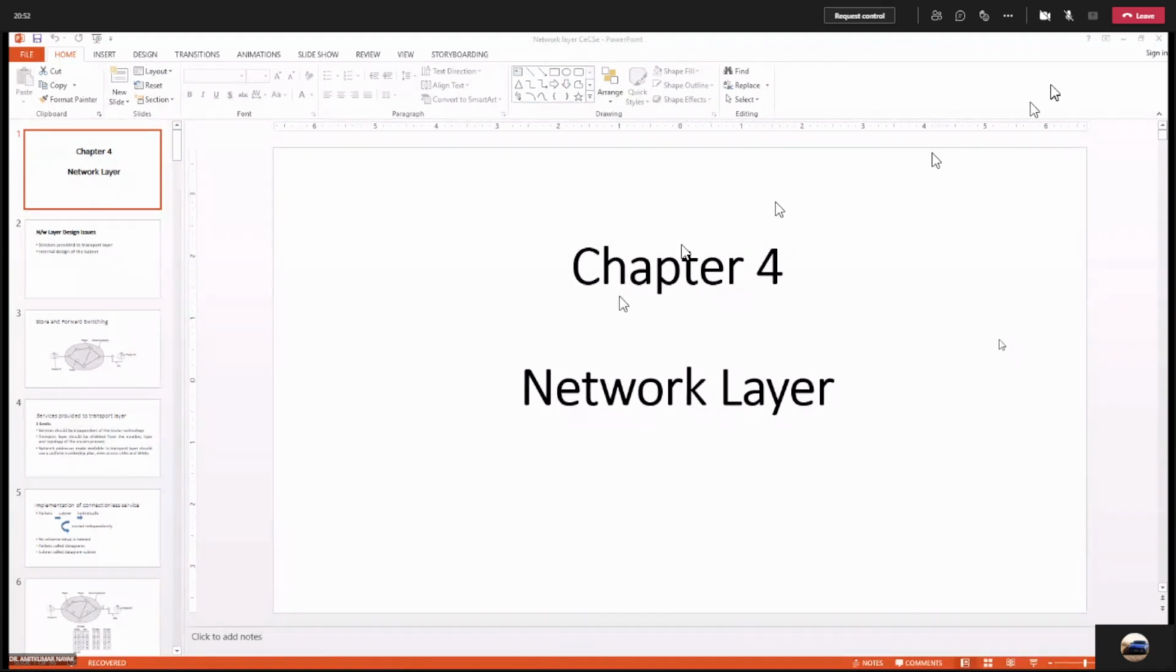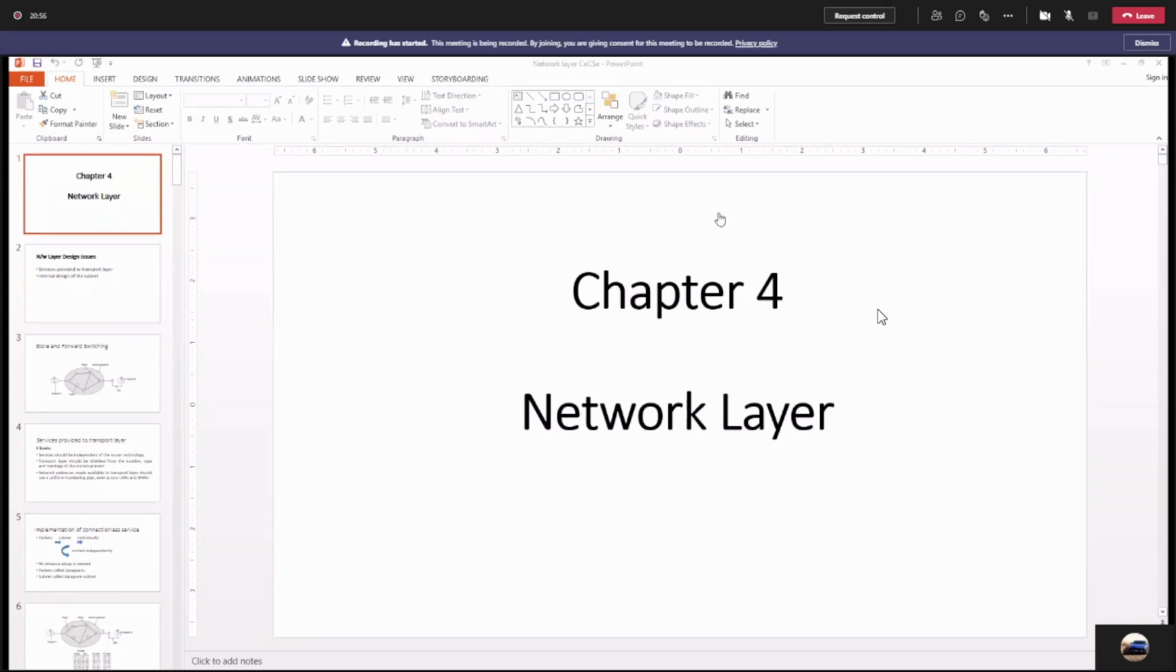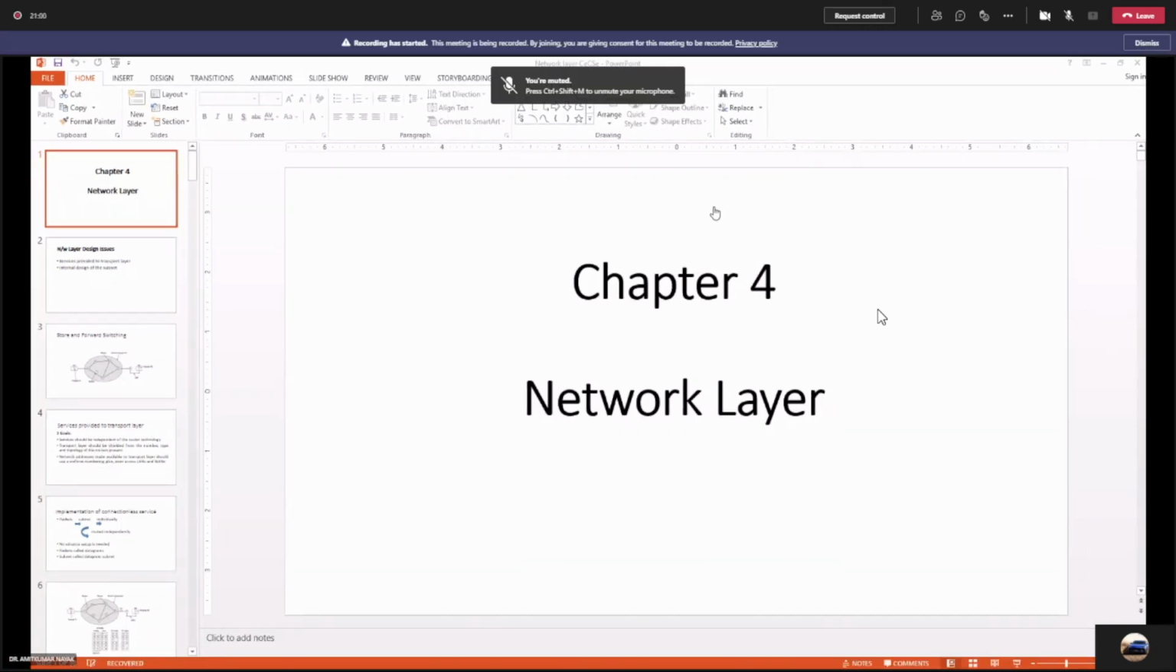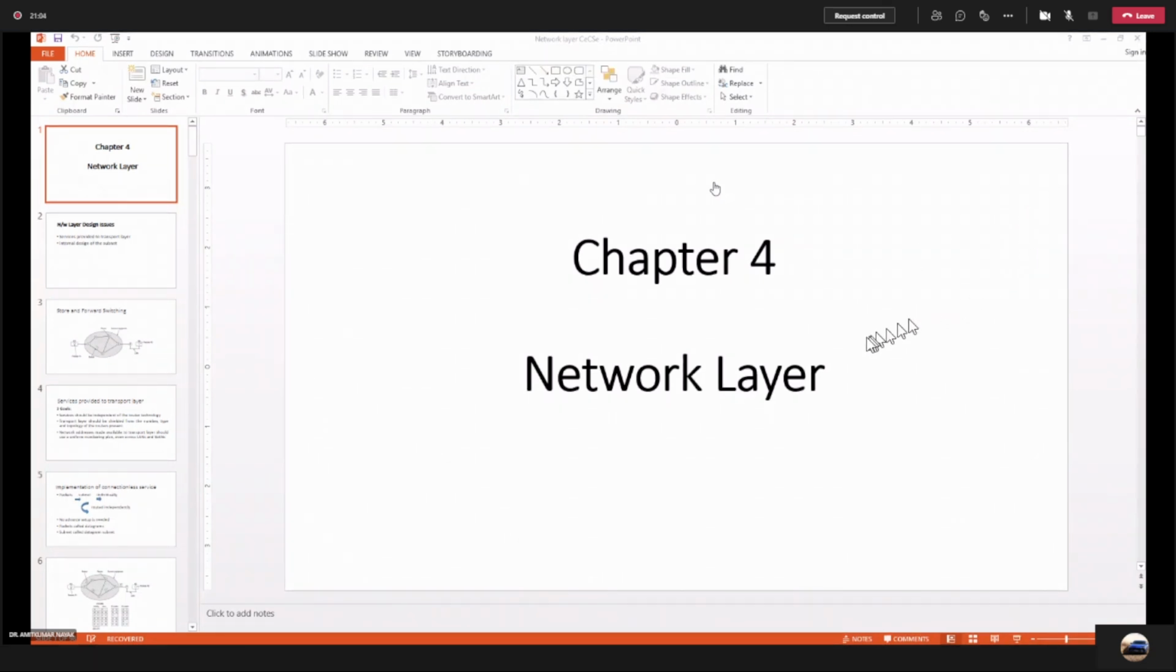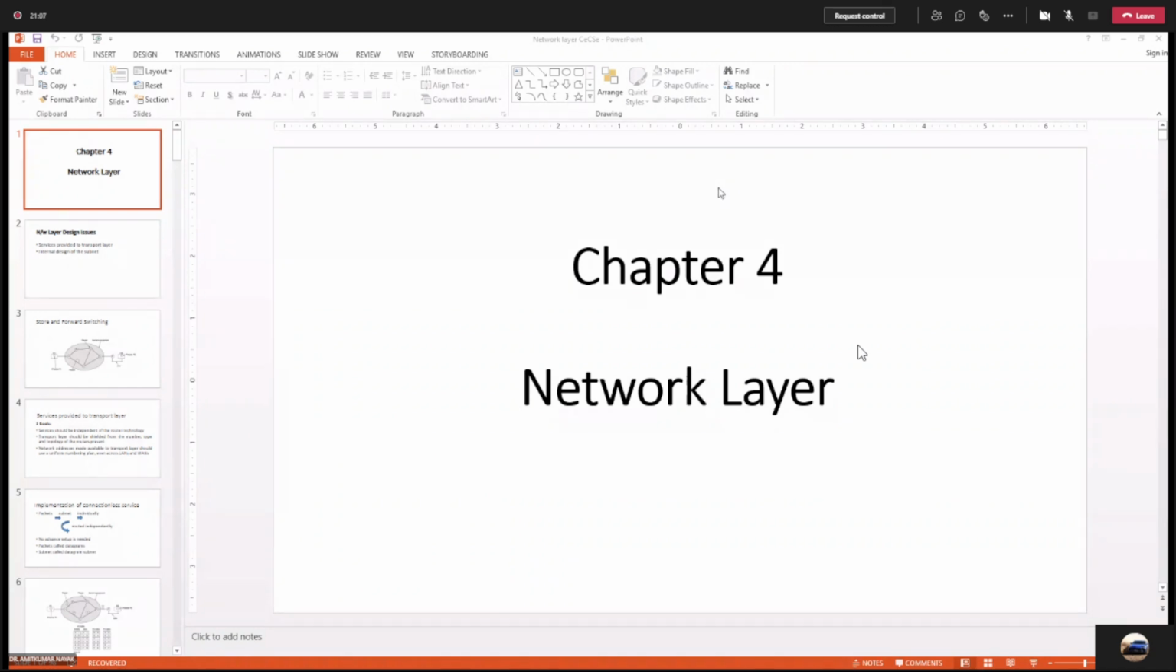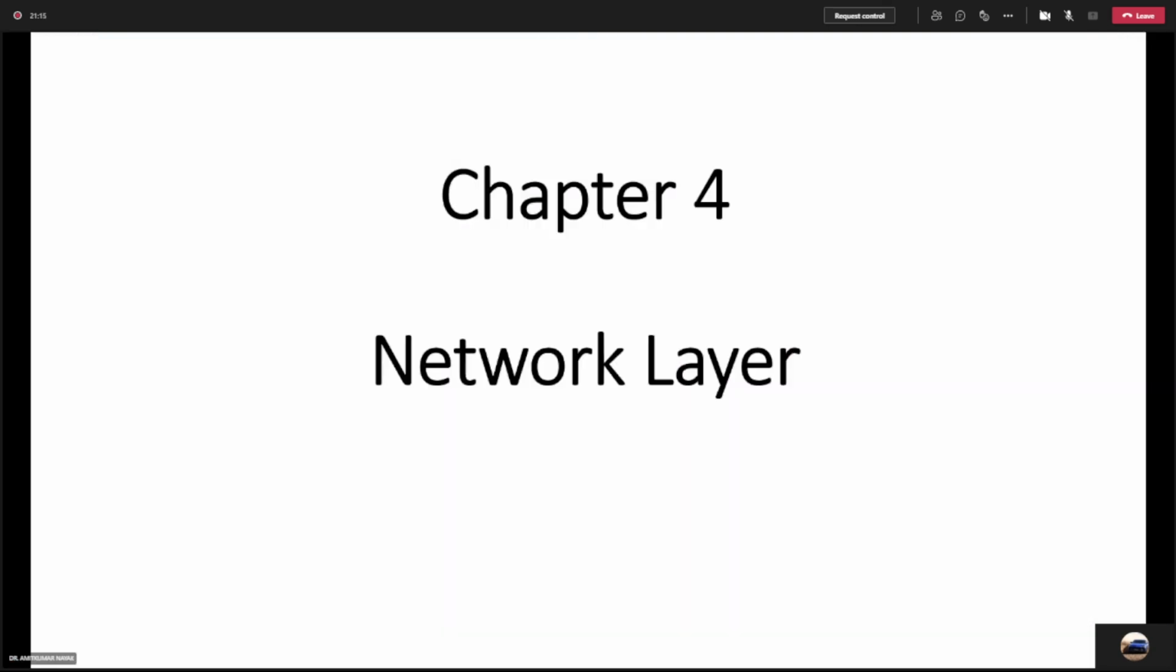Please keep notebook and pen with you. You are all requested to keep notebook and pen because you have to write some important points. Today we will do the comparison of different algorithms which are available at the network layer. So recording started. Now let me focus on the screen, on the presentation.